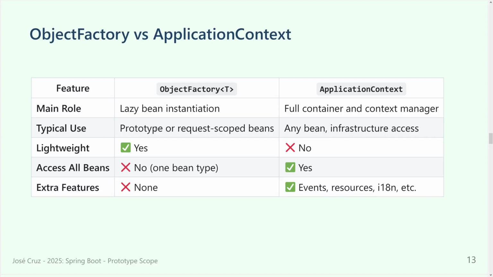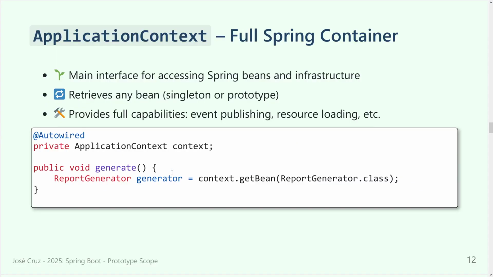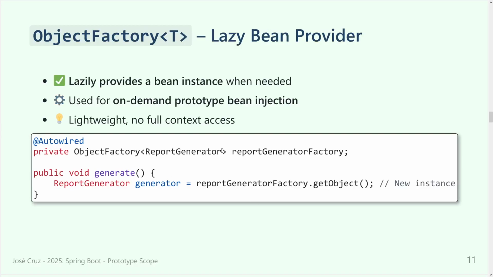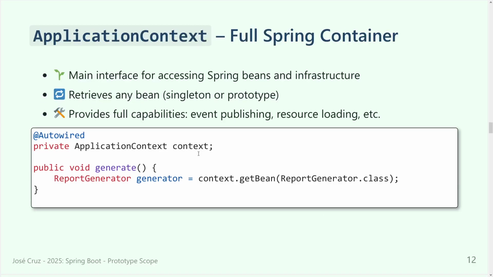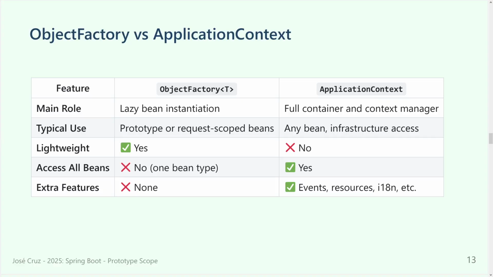So the typical use is prototype or request scoped beans. They're beans that we need on demand. Application context: any bean. We can use the application context to get any bean. Is it lightweight? No, it is not lightweight. Everything is in there, so it's a heavy class. It accesses all beans, not just one type, as you can see here, the one that we defined for this ObjectFactory. The application context, of course, is the application context. You can access any bean. Extra features? No.